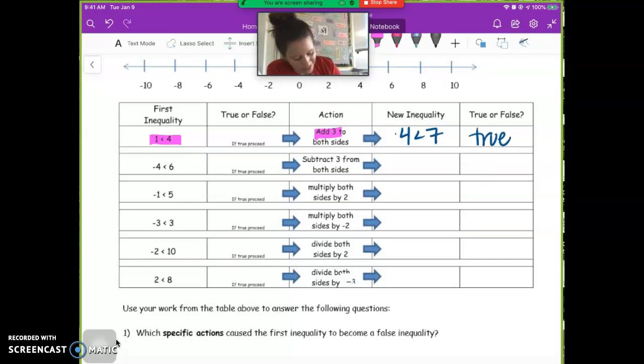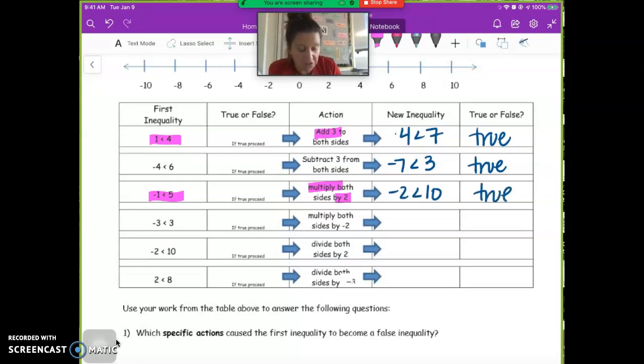Negative 4 is less than 6. Subtract 3 from both sides would mean negative 7 is less than 3. That's also still true. Okay, negative 1 is less than 5. We're going to multiply both sides by 2. So that would mean negative 2 is less than 10. Still a true statement.